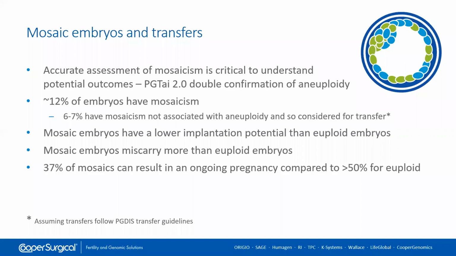Yes, mosaic embryos have a lower implantation potential than euploids, and they may miscarry more, but they can result in an ongoing pregnancy and therefore should be considered for transfer for some patients in certain situations. And so really this is the conclusion as to where we are with mosaic embryos and transfers.